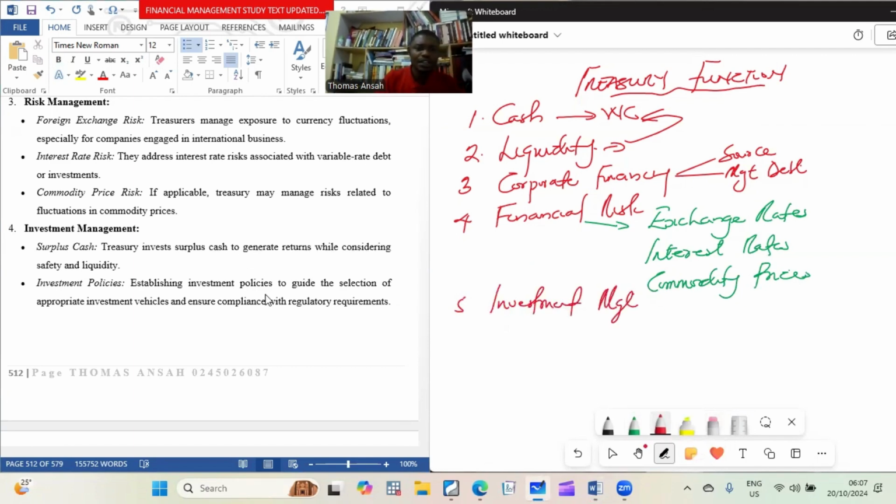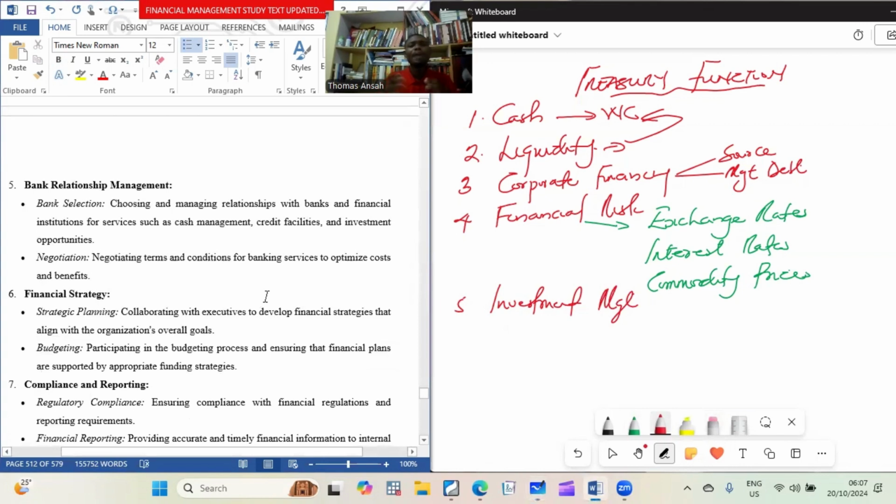is also part. Then we have bank relationship management. Of course, every finance department deals with banks one way or the other. And so you need to manage such a relationship. So banking relationship: select your bank, do your negotiation with your bank. Of course, you'll be taking loans, bank credit facilities. You'll probably be buying foreign currency. All right. Maybe dollar, maybe pound, naira, CD. You need to have that kind of relationship. So here we talk about bank relationship management.